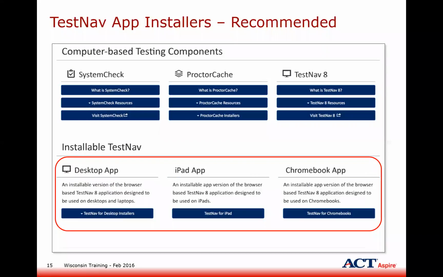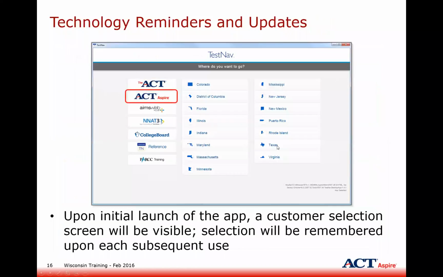browser-based testing. And then if you are using one of these TestNav apps, I just want to make you aware that upon the initial launch of the app, you're going to get this customer selection screen, and you'll just want to choose ACT Aspire from the list. And then after that, each time that you launch the app, it's going to remember that you selected ACT Aspire and will take the students directly to the login screen. So it's just going to be that first time. Make sure you choose ACT Aspire from the selection screen.